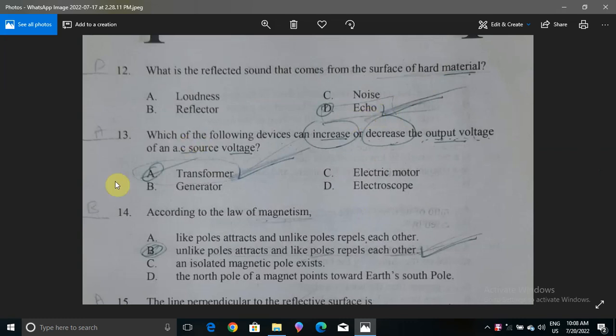It will be echo. Now question number 13, which of the following devices can increase or decrease the output voltage of an AC source voltage? It will be transformer, generator, electric motor, or electroscope. The correct answer, it will be transformer.